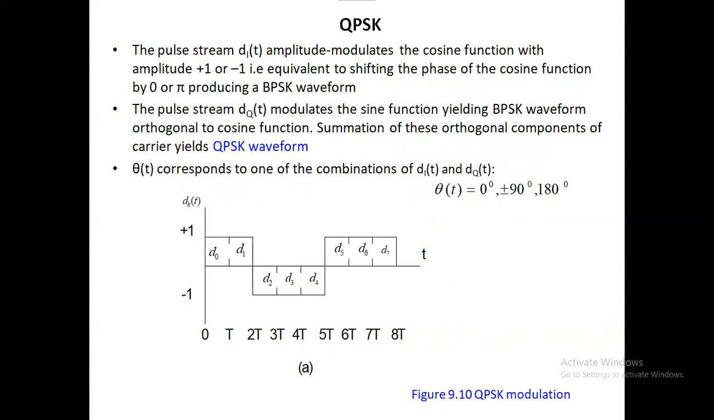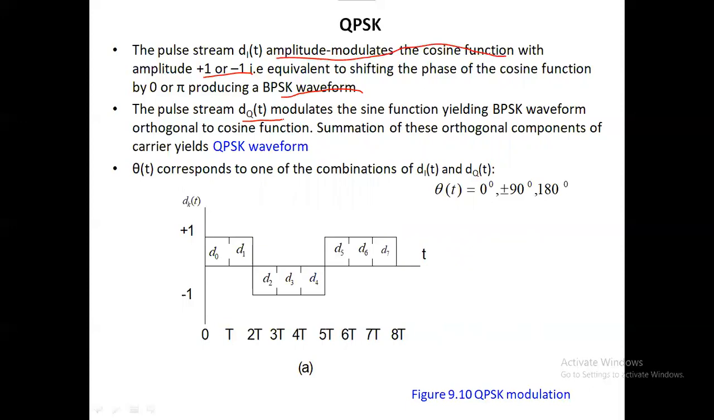So dI of t amplitude modulates the cosine function with amplitudes +1 or -1, equivalent to shifting the phase of the cosine function by 0 or pi, producing a BPSK waveform. Similarly, we do the same with dQ of t, yielding another BPSK waveform, which is generated by sine carriers orthogonal to the cosine. And the summation of these two orthogonal components will generate the QPSK waveform.